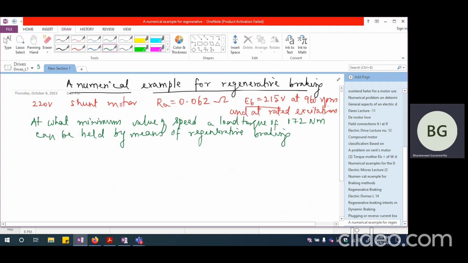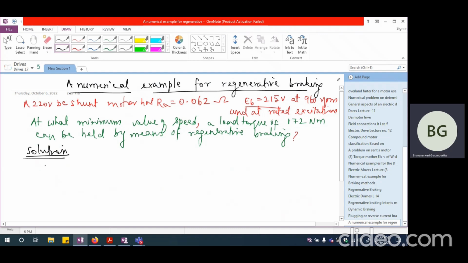So this is the question. A 220 volts DC shunt motor has RA equal to 0.062 ohms. It develops a back EMF of 215 volts at 960 RPM and at rated excitation. At what minimum value of speed can a load torque of 172 Newton meter be held by means of regenerative braking? So let us try to solve this problem.